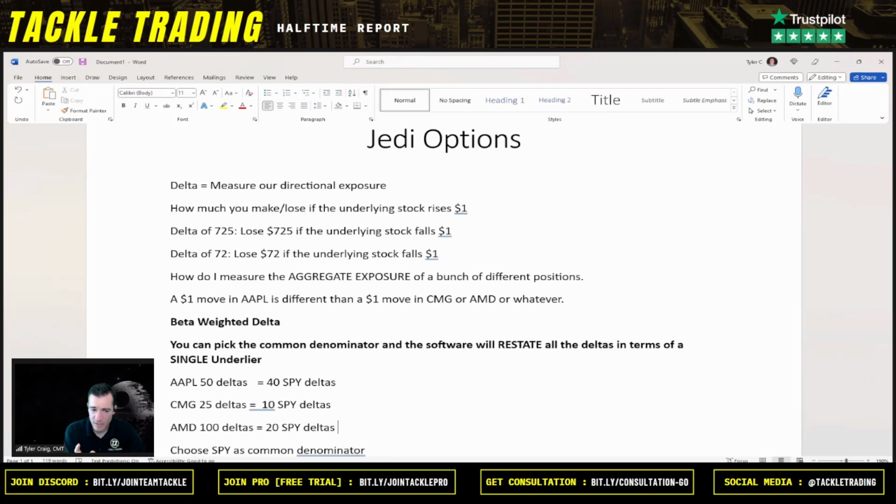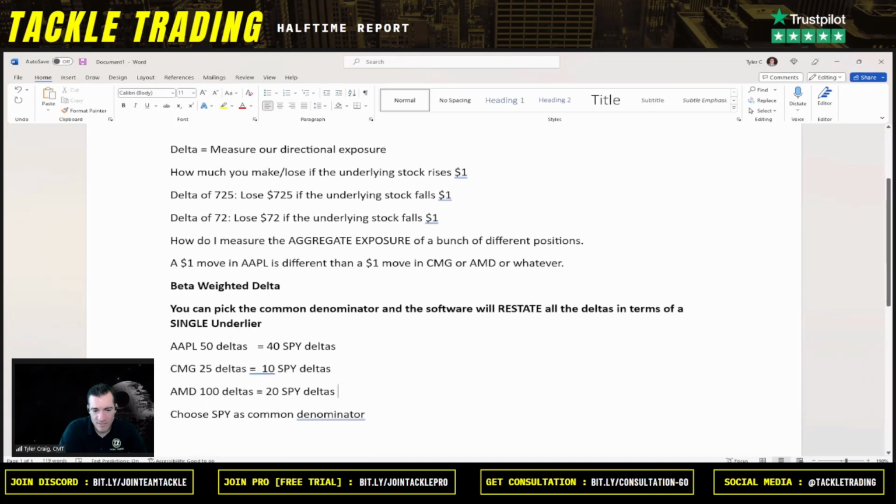Now you want to know the aggregate exposure? 40 plus 10 plus 20 is 70, right? Your portfolio is 70 S&P deltas. Your portfolio is the equivalent of owning 70 shares of the S&P, right? Your portfolio will fluctuate $70 for every dollar move in the S&P. Now you know what your aggregate exposure is.